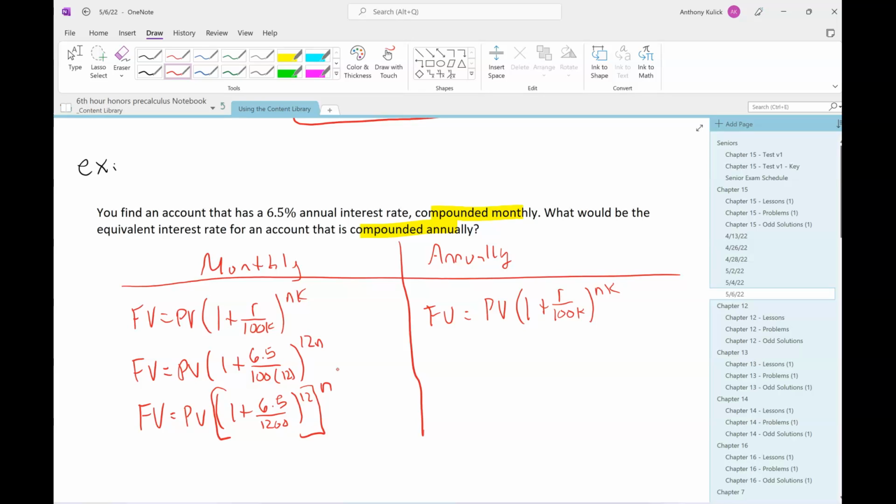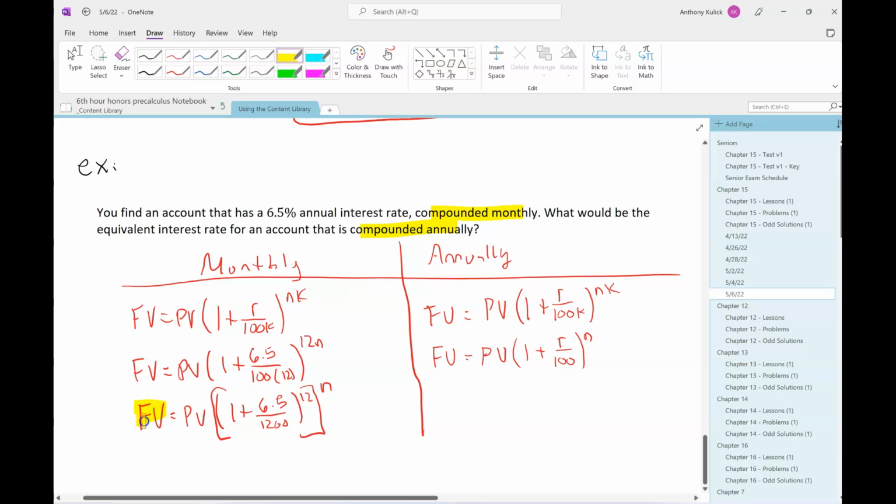Let's go to the annual one. What can we fill in for the annual equation? That's what we're asking for, the R, right? Okay. The K. What is the K for the annual? Just 1. So I'm just going to write it like that. Not even going to show the ones plugged in. We're cool with that?